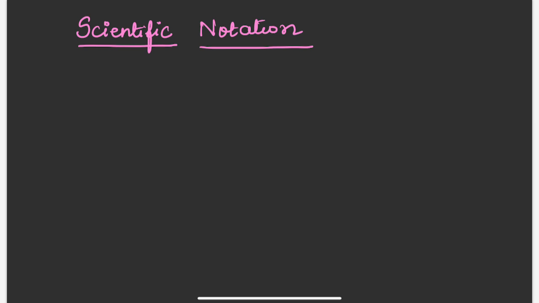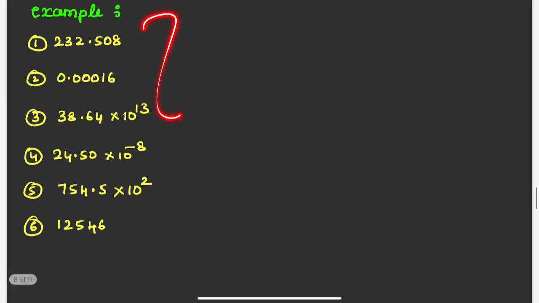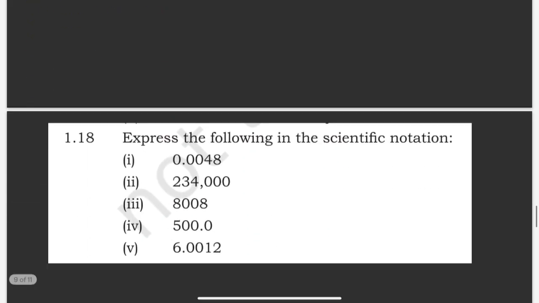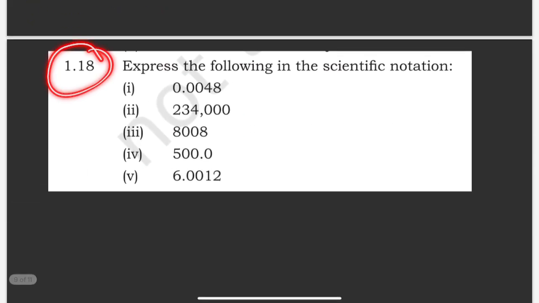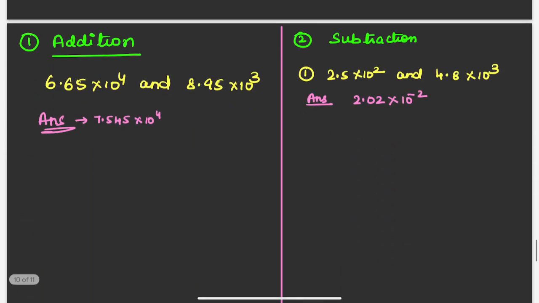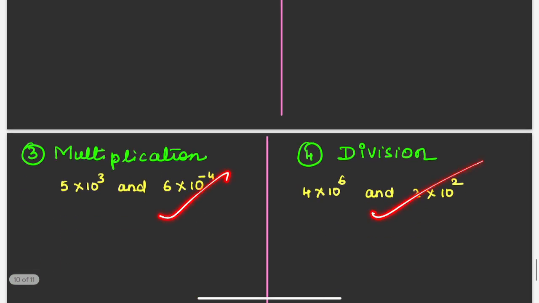In this video, we are going to study about scientific notation. We are going to solve some examples and also we are going to solve exercise 1.18 from NCERT textbook, and also we are going to see four properties: addition, subtraction, multiplication and division. So let us start the video.